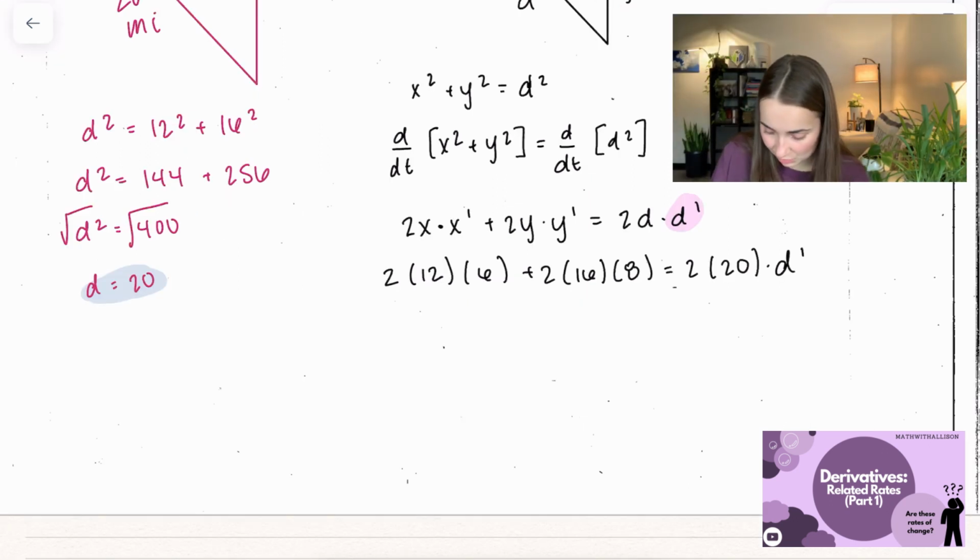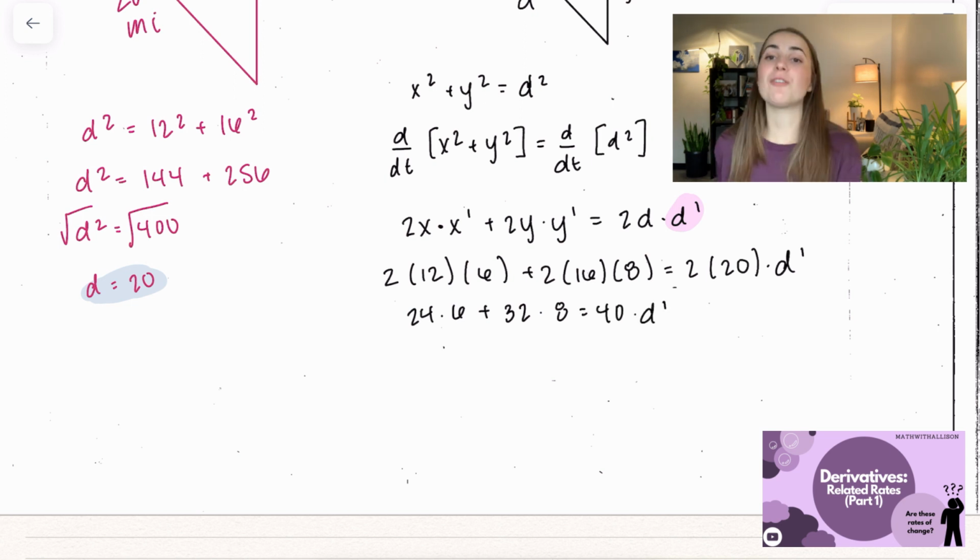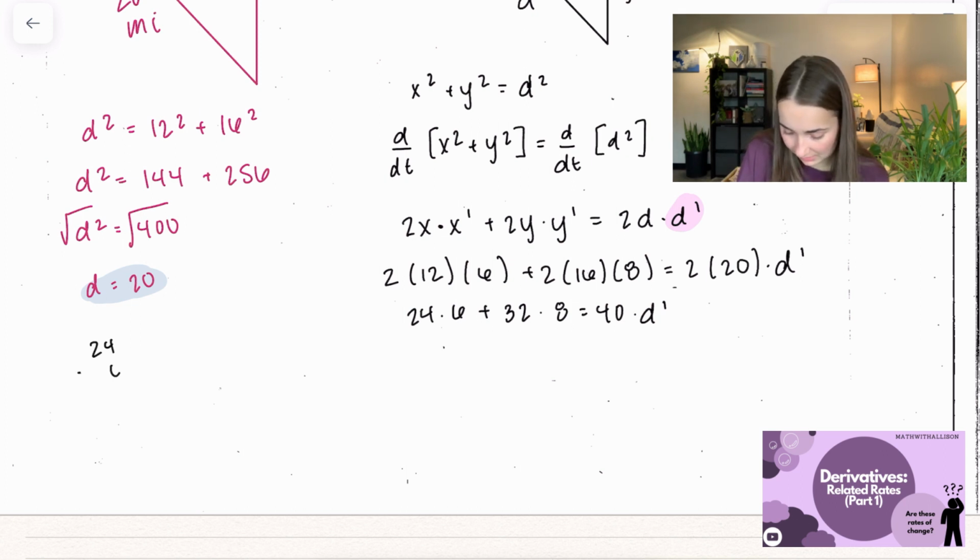First, we have 2 times 12 is 24 times 6. 16 times 2 is 32, and that's multiplied by 8. And this is equal to 40 times d prime. Don't be afraid to whip out that old-fashioned math. So here we can do 24 times 6, and we get 4, raise up that 2. 6 times 2 is 12, plus 2 is 14. So here we get 144.